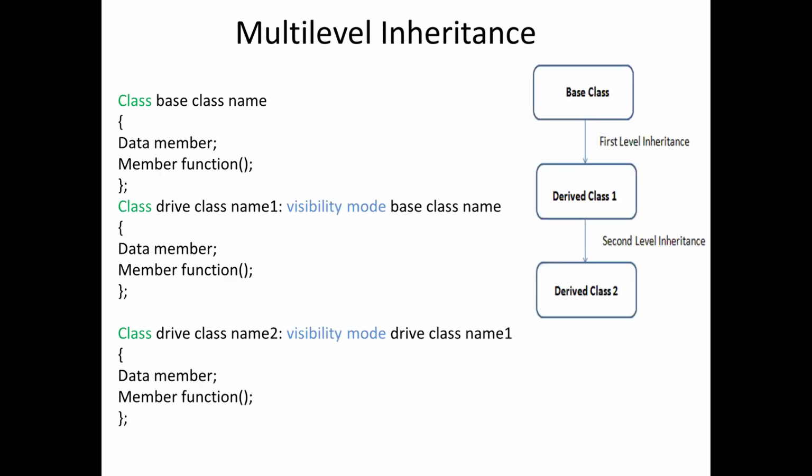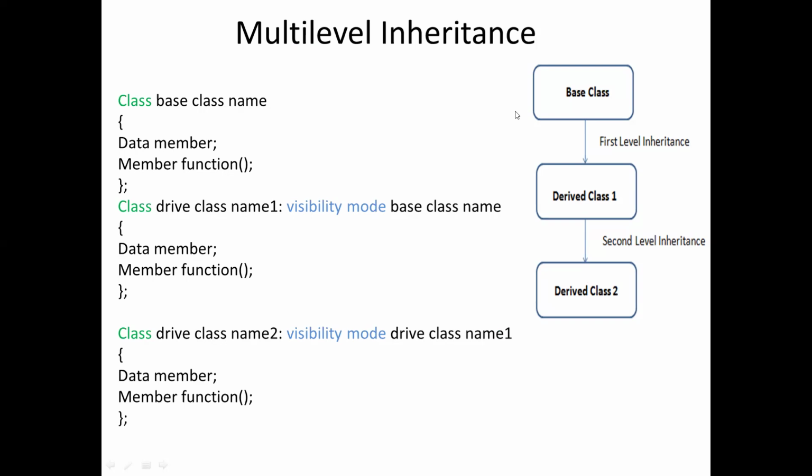This is the third inheritance, called multi-level inheritance, in which, as we have seen in the figure, we have a base class. From that base class, we have created another class called derived class 1. And from that derived class, if we create another derived class 2, this is called multi-level inheritance. In multi-level inheritance, we create another derived class from the existing derived class, which is derived from a base class.